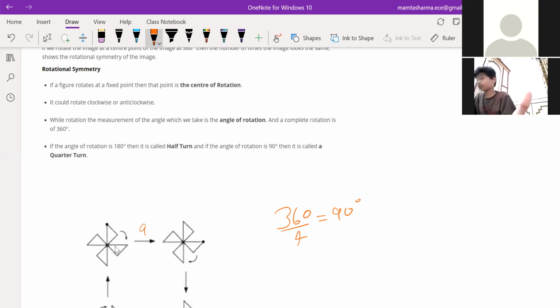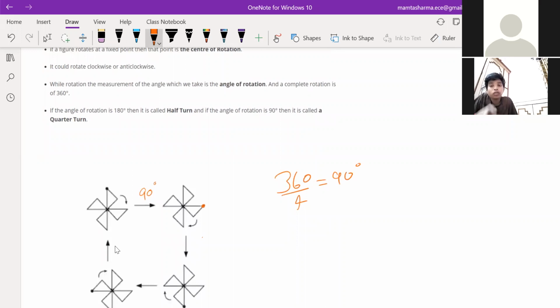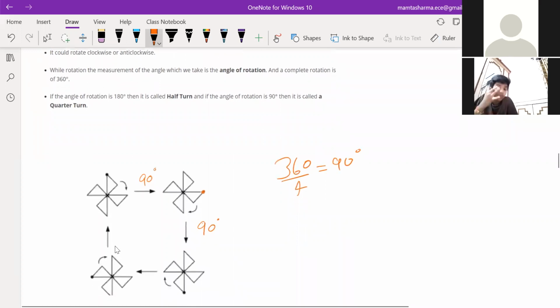If you rotate this windmill by 90 degrees, this point will come here, right? When you again rotate this windmill by 90 degrees, this point will come over here, correct? When you again rotate the windmill by 90 degrees, this point would come here. Clear? Again rotate the windmill by 90 degrees, and this point would come to its original position.